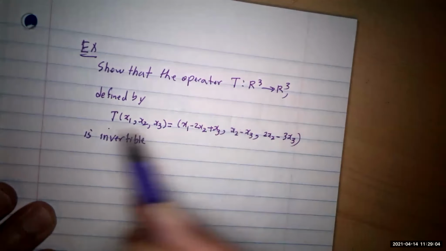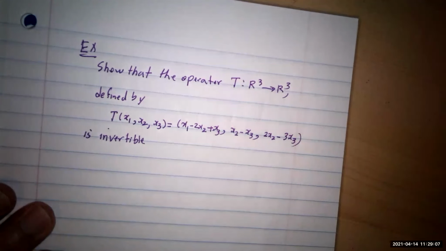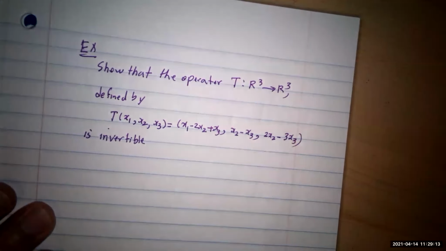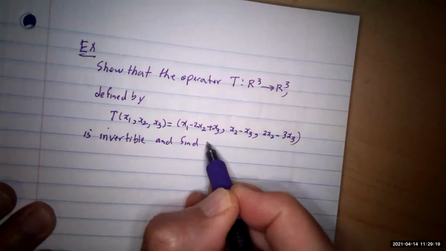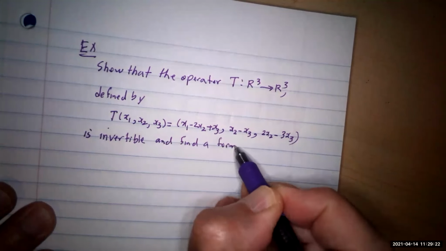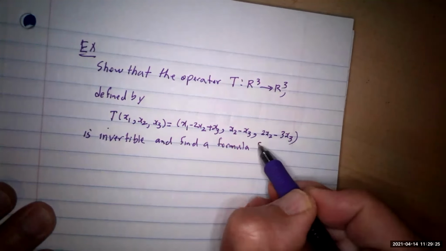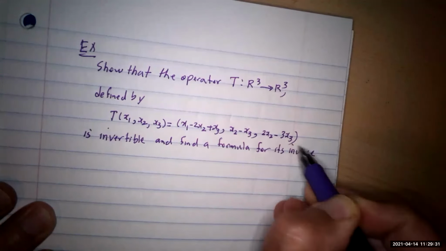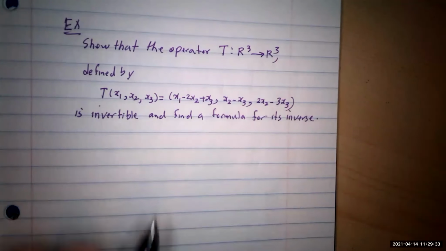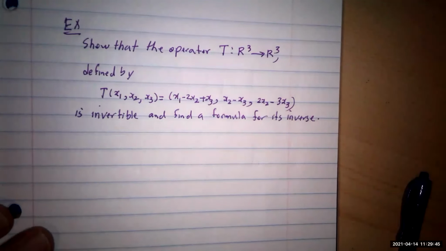If this is defined, we can show that this is going to be invertible and find a formula for its inverse. So basically, this linear transformation is given to find the inverse. That's it. What is going to be the inverse of this one? So it's your job. Solution.